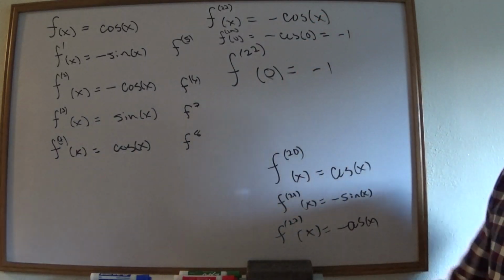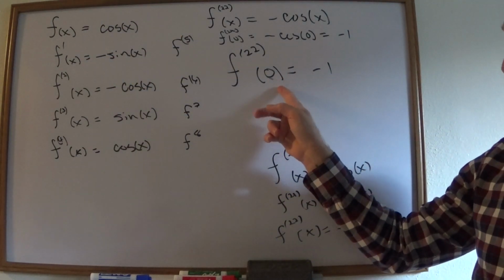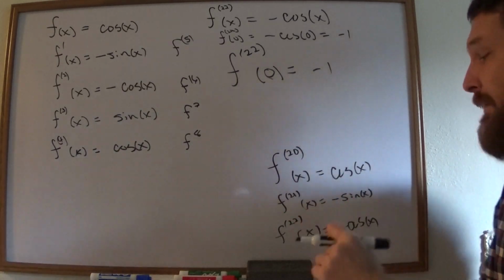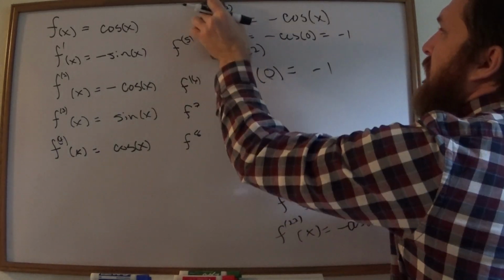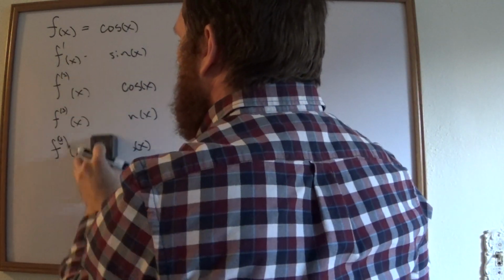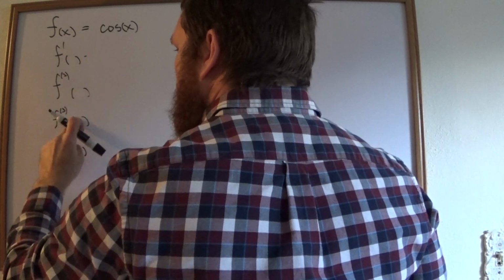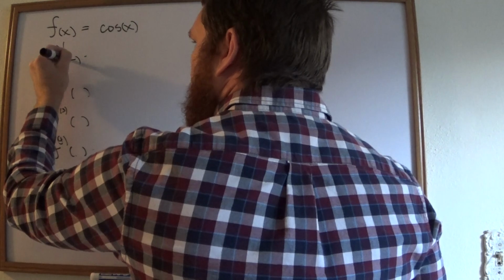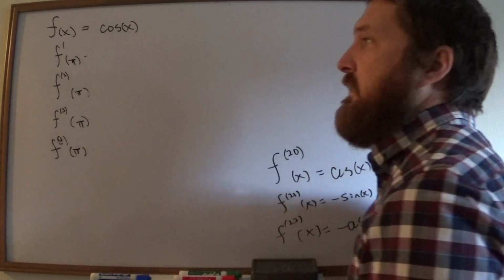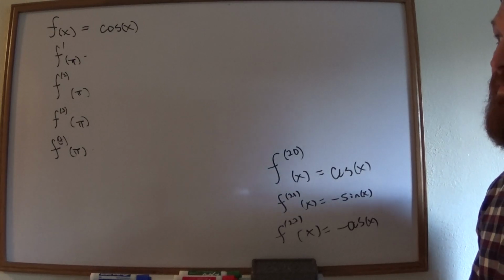So I might just give you, here's f of x equals this. Find this, and I might have you evaluate it at a place. Okay. I might give you something like this and tell you to evaluate. I might just tell you f of x is equal to cosine x. Evaluate each one of these. Okay, and you should know what to do.